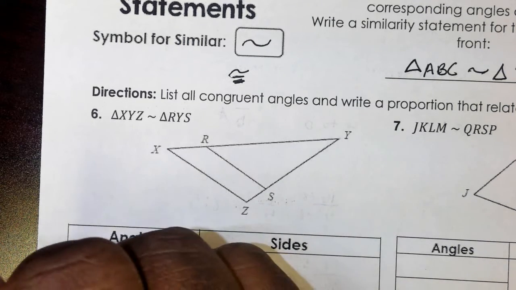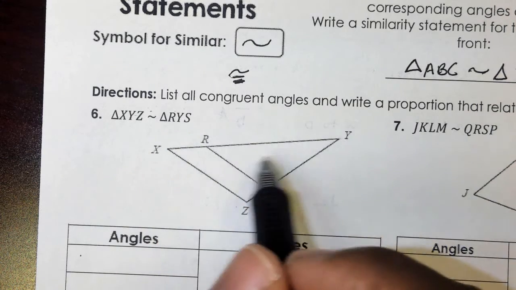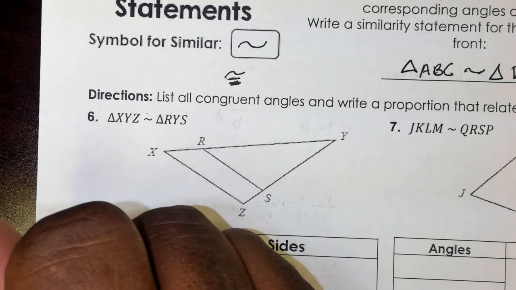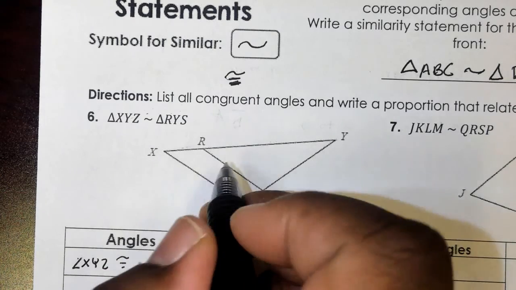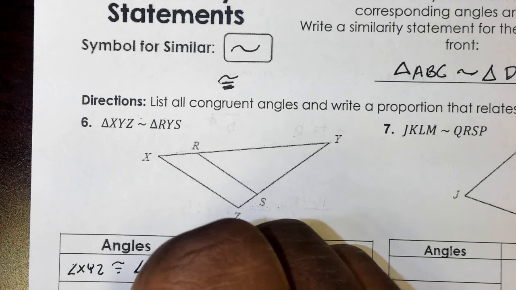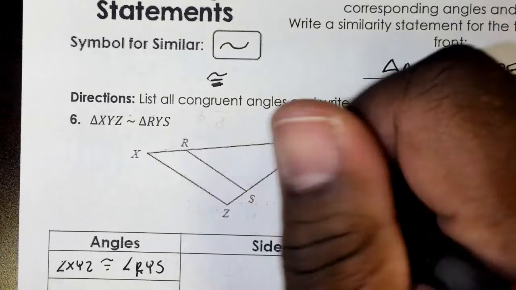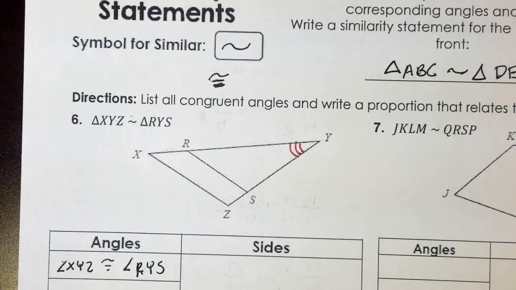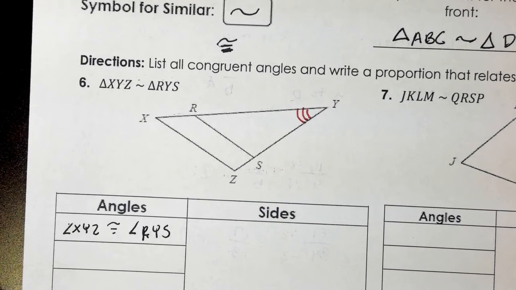So on this one, the first one is XYZ and RYS. So I'm going to start there. I'm going to talk about angle XYZ being congruent to angle RYS. They actually share that angle. That's reflexive property. Up here, they lay on top of each other. This thing's looking good.